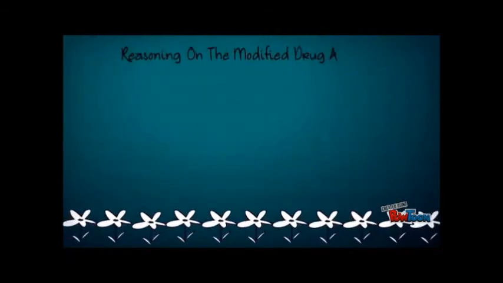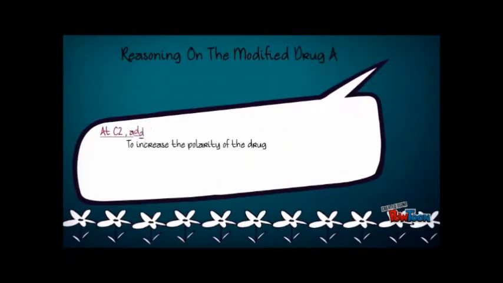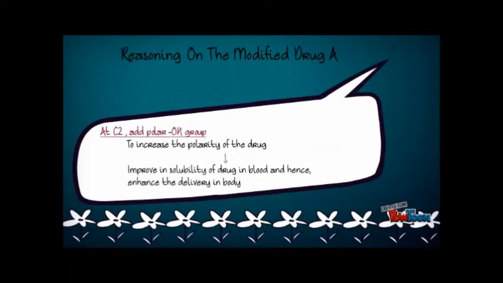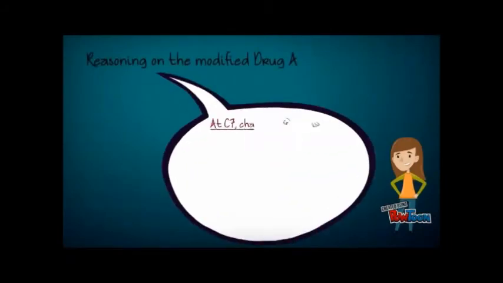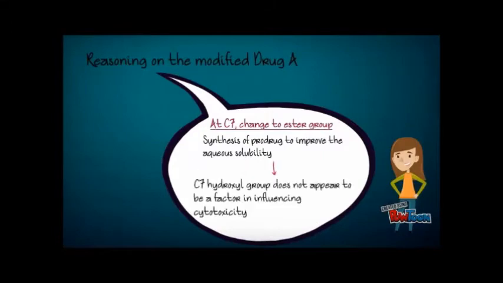The reasoning on the modified drug A is that at carbon 2, we add a polar OH group to increase the polarity, while at carbon 7, we change it to an ester group. This is a kind of prodrug to improve the aqueous solubility.